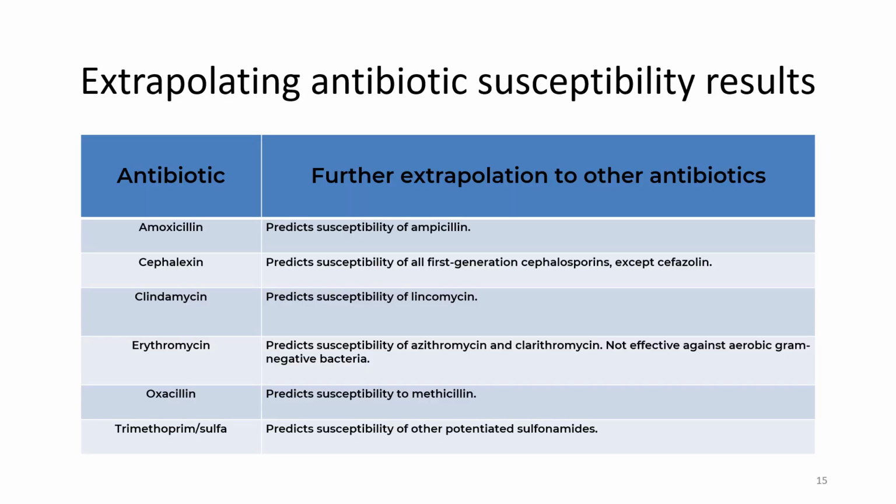Not all the antibiotics could be reported in the microbiology report. We report only the representative antibiotic of that group. For example, erythromycin is representative for azithromycin and clarithromycin, so only erythromycin is being reported in the microbiology report, and the result is extrapolated to azithromycin as well as clarithromycin. Similarly, if oxacillin is resistant, it implies resistance to the beta-lactam group of antibiotics such as penicillin, cephalosporin, carbapenems, and monobactams.